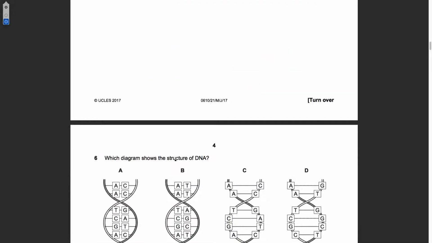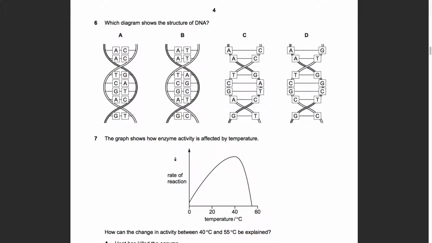Brill. Okay, so number 6, which diagram shows the structure of DNA? Straight away, hopefully, C and D might look a little bit odd to you. These are the bases, represented by the letters A, T, C, and G. They're on the outside of the DNA, which doesn't look quite right. So let's exclude those and focus on A and B.